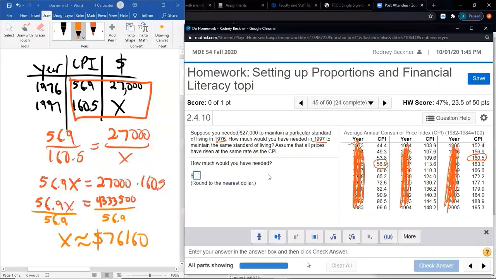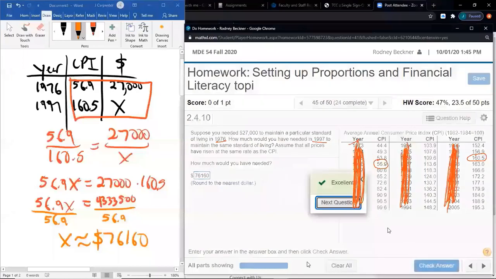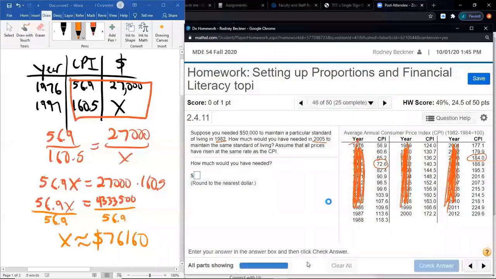All right, so we got 76160. Let's make sure it's right. 76160. And we got it right, thankfully. So let's try out another one. Let's clear the screen though.